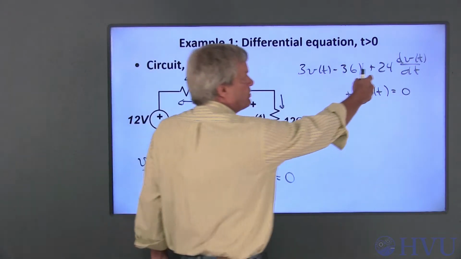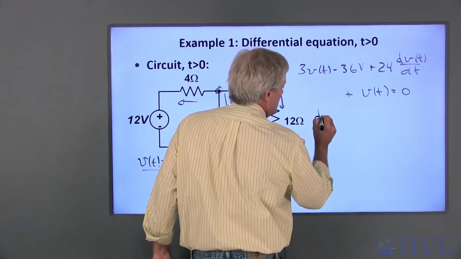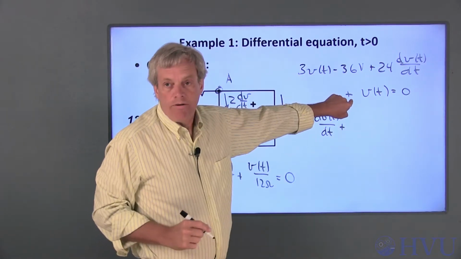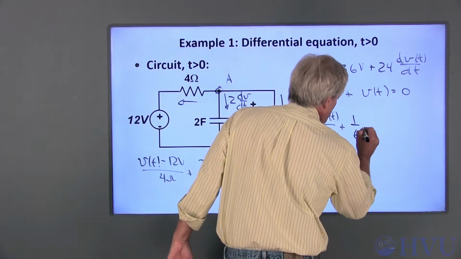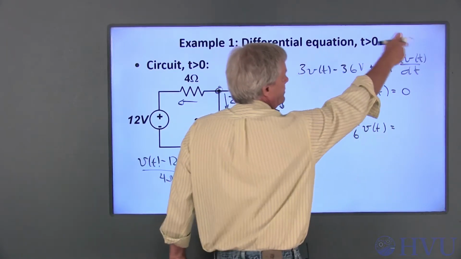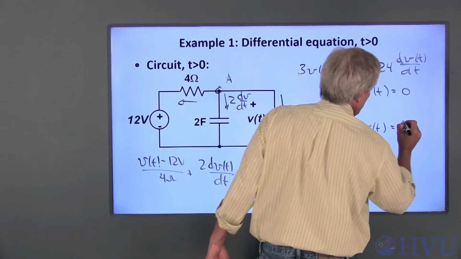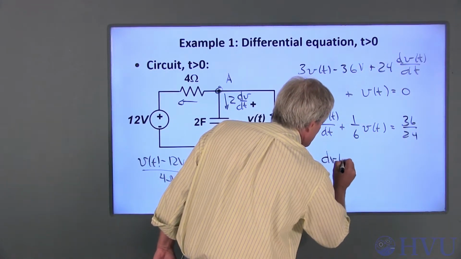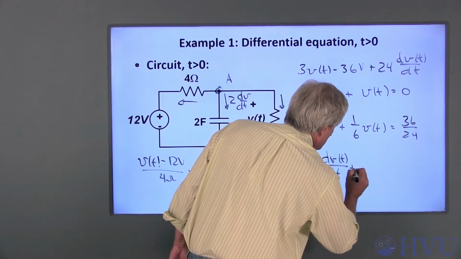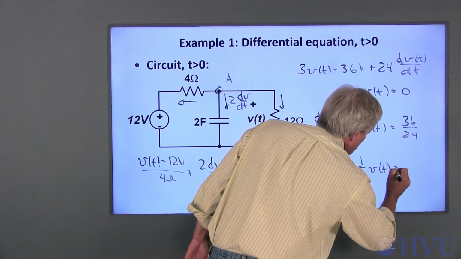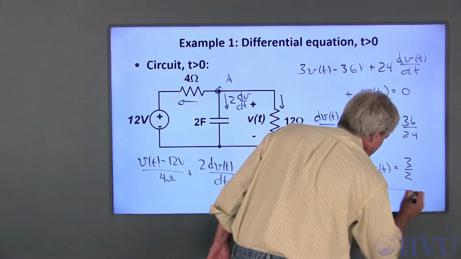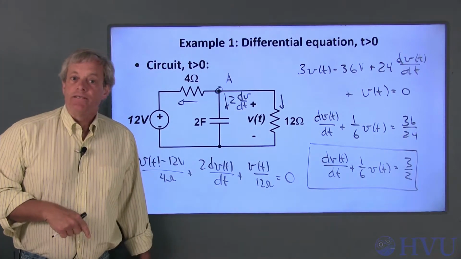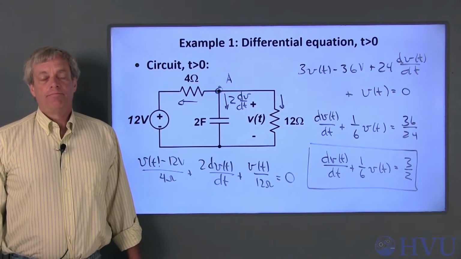To put it in standard form, I need to divide out this 24. So I get dV of t by dt plus, this is 3 plus 1, 4 V of t over 24, is 1 over 6 V of t. Taking the 36 to the other side and dividing by 24, I get 36 over 24, which is 3/2. So my differential equation is dV of t by dt plus 1 over 6 V of t is equal to 3 over 2. From this differential equation, we can check the steady state response and the time constant. I'll do that next.